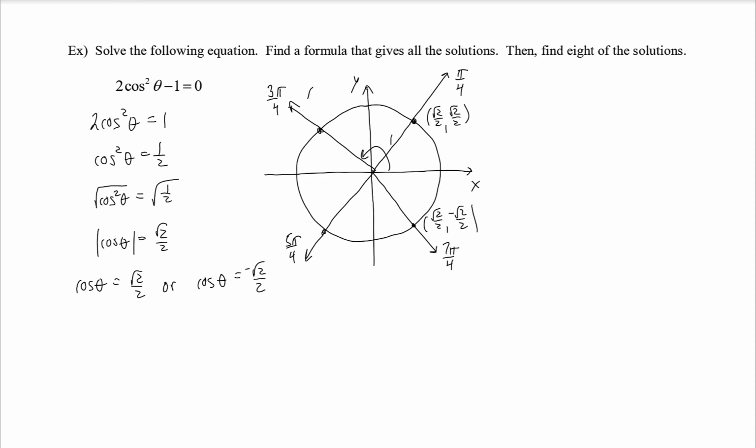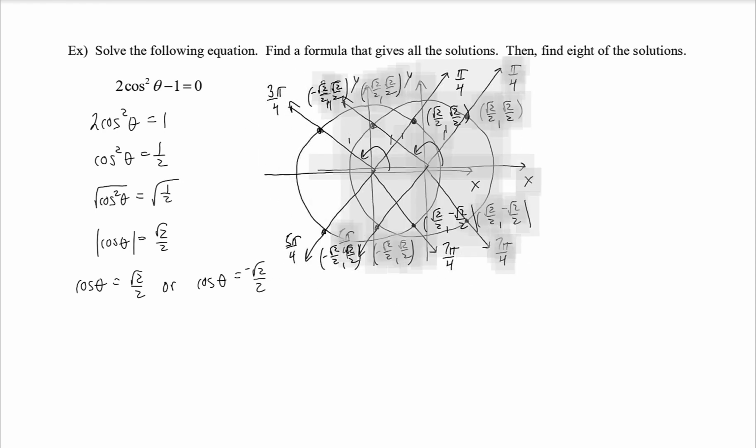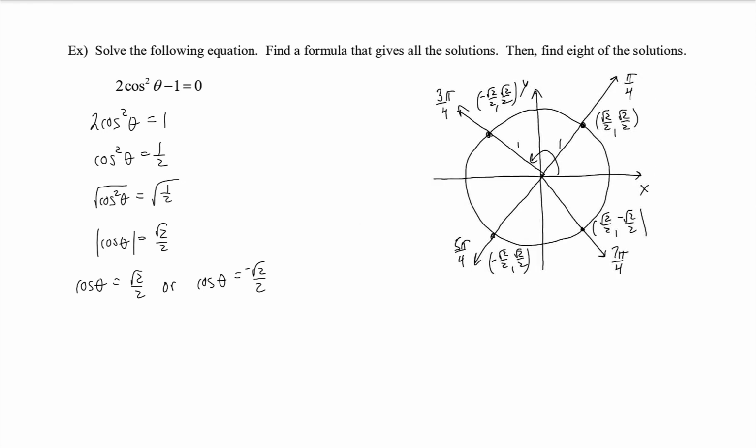Because, how do I know that? Because this coordinate is negative root 2 over 2. So x is negative. This is negative root 2 over 2. So it turns out there are 4 terminal sides that give me the ratio that I desire. I'll move this out of the way. So there are 4 terminal sides that will give me the ratio that I want. I want cosine's ratio to be root 2 over 2 or negative root 2 over 2.